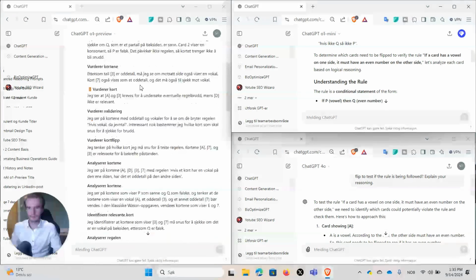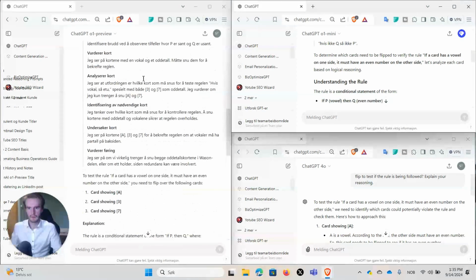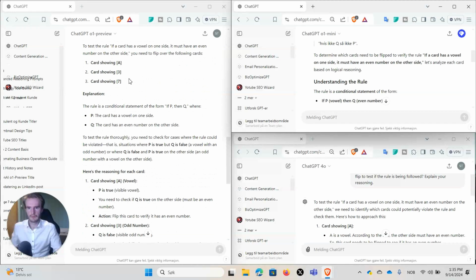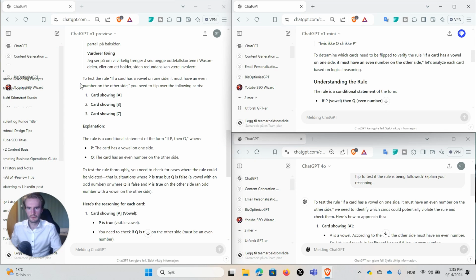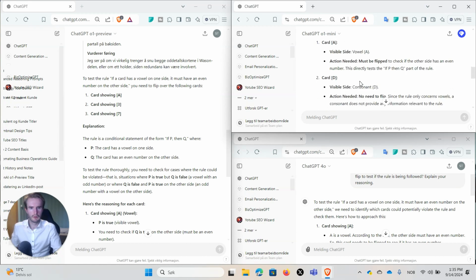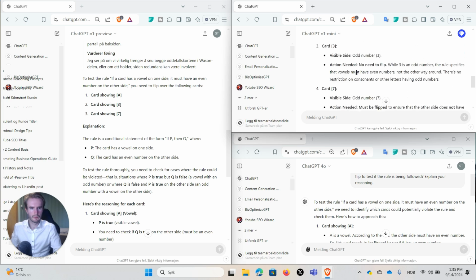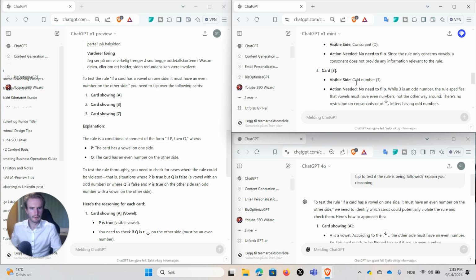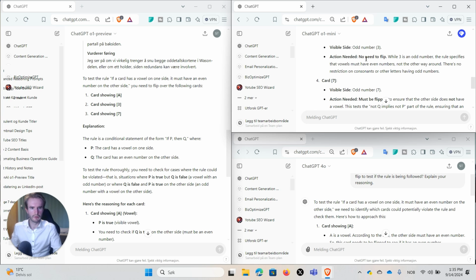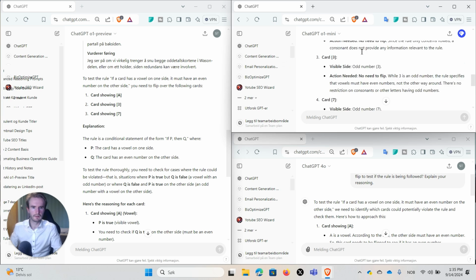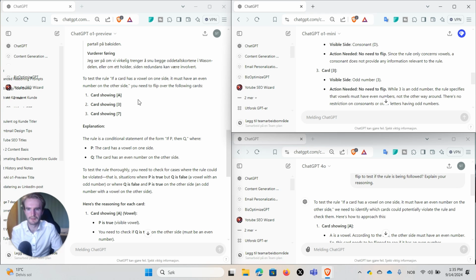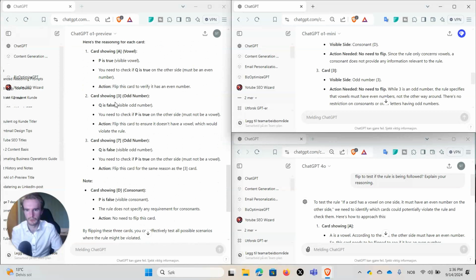Let's analyze each. Here you need to flip over the following cards: A, 3, 7. Odd number 3. It says it doesn't need to flip 3. Here it says it doesn't need to flip 3, while it says to flip 3 in this case. So let's see what the reasoning for this is.